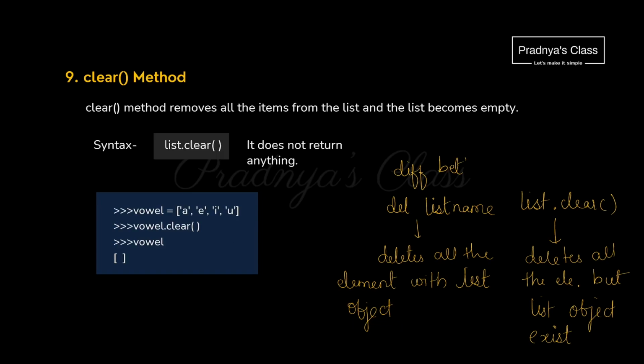In this way, for this deletion operation, we have 4 options. First is pop, second is the remove method, third is the del statement, and fourth one is the clear method.